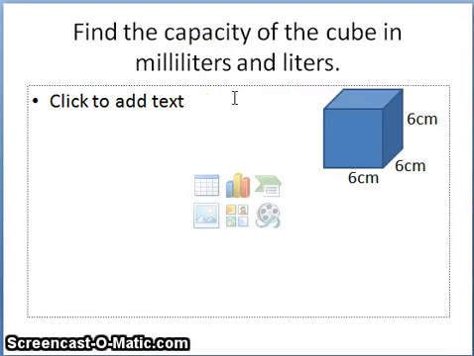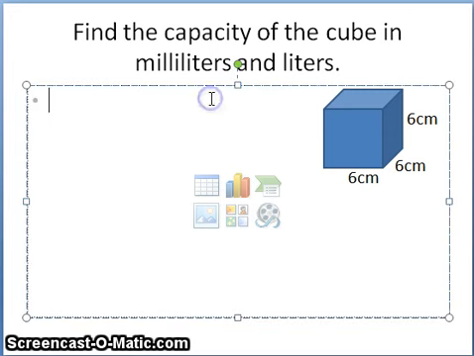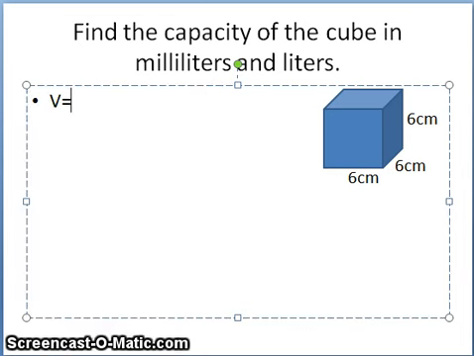Okay, so if we're going to find the capacity of this cube in milliliters and liters, what I'm going to do is find out what it is in cubic centimeters first, because if I look at my units there, my units are centimeters. So I'm going to use the volume formula again. Remember, it's side cubed. And I'm going to say, okay, then that's equal to 6 cubed. And then 6 cubed, use my calculator, it's 216. So I have 216 cubic centimeters.